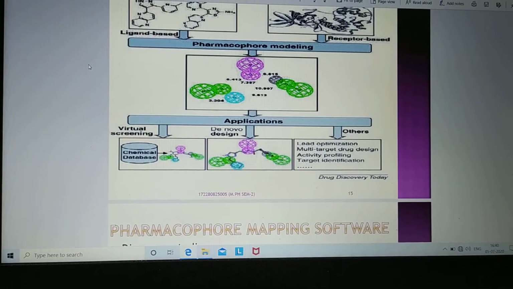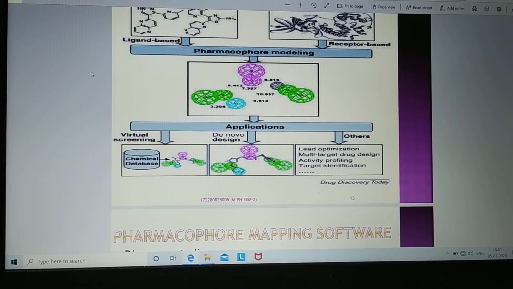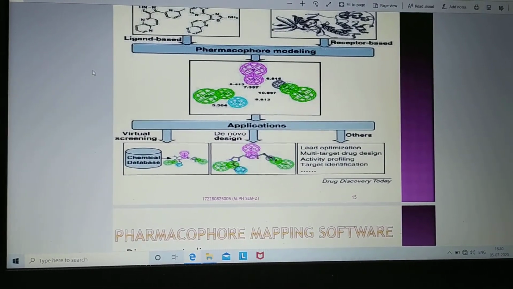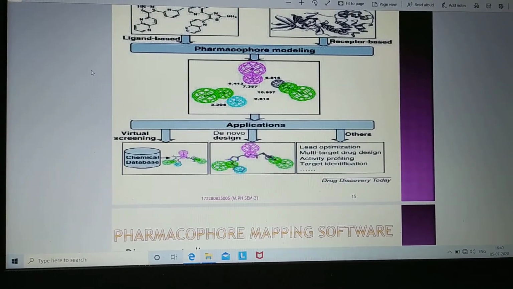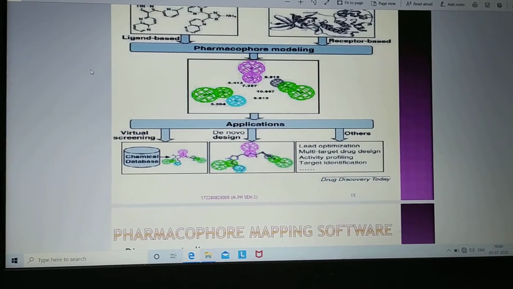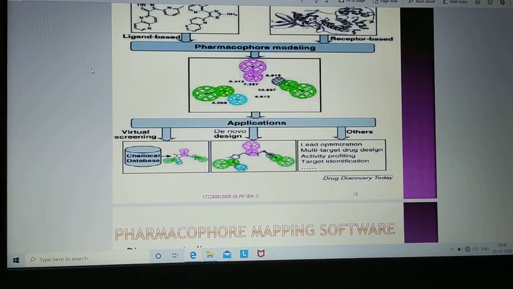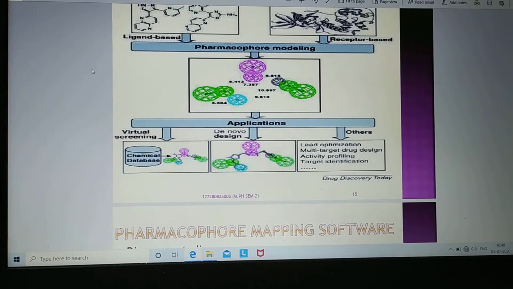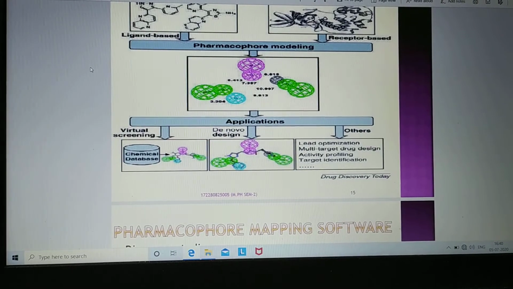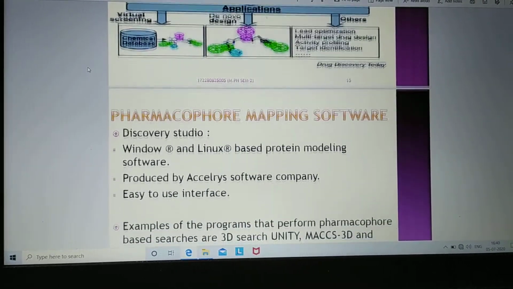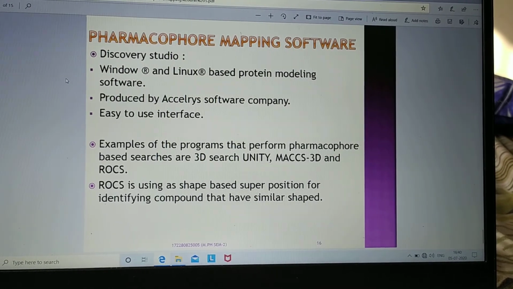Application: ligand-based and receptor-based pharmacophore modeling. Applications include virtual screening, de novo design and others. In virtual screening, chemical databases and de novo design, and in others, lead optimization, multi-target drug design, activity profiling and target identification. Pharmacophore mapping software: Discovery Studio.